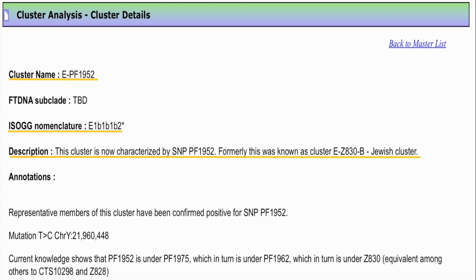Cluster name: E-PF1952, ISOGG nomenclature E1B1B1B2. Description: this cluster is now characterized by SNP PF1952. Formerly, this was known as cluster E-Z830-B, Jewish cluster.